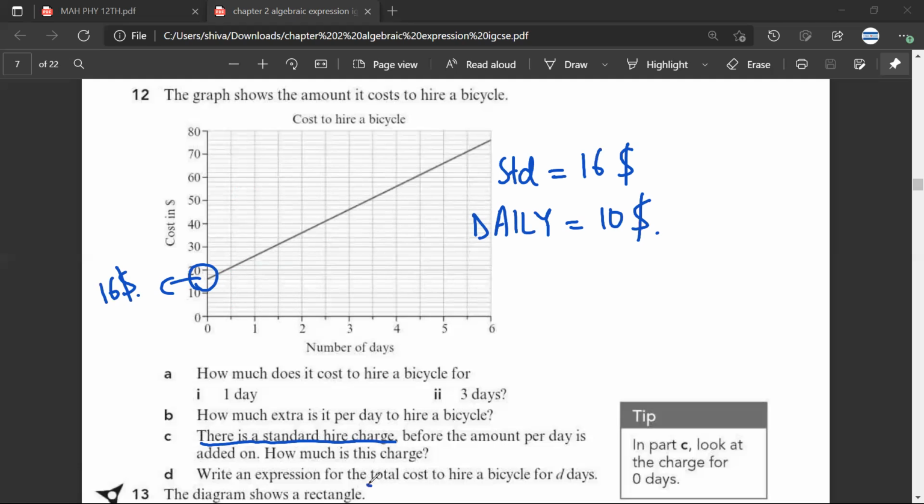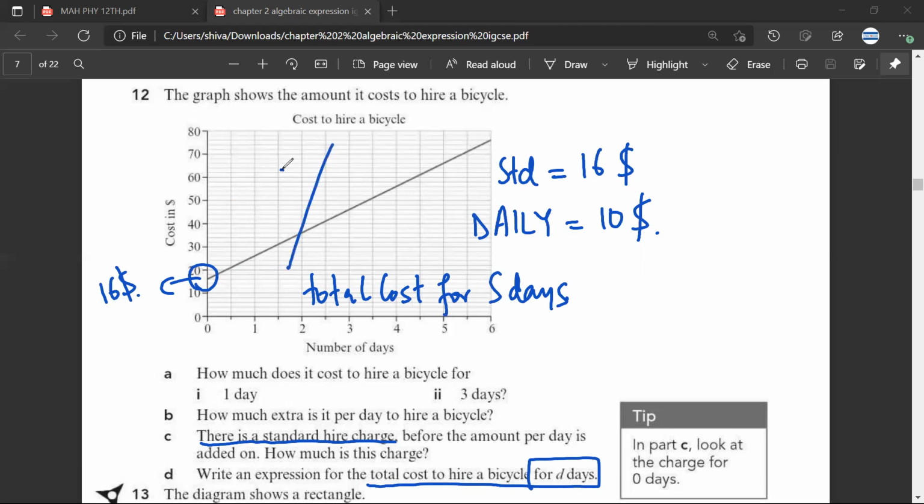Now, can you tell me what is the total cost to hire a bicycle for D days? Mr. Ariman? So what does D days mean? Okay, let's take an example. Let's make it simple. Total cost for 5 days. Let us not refer to the graph. Just use this information. Ariman, how will you find it for 5 days?